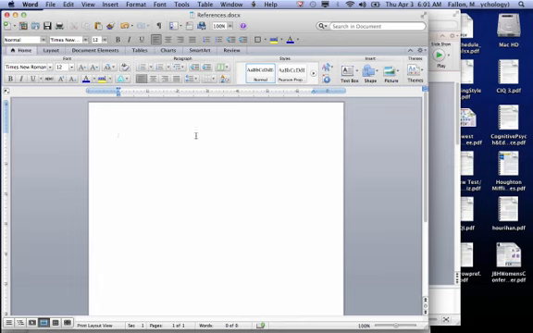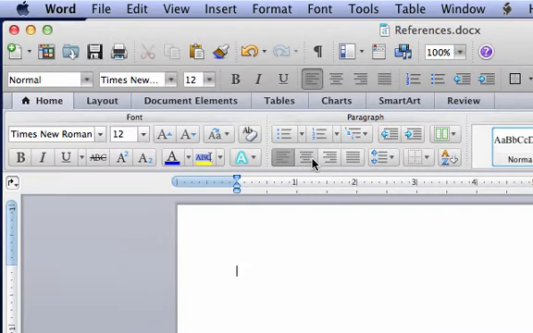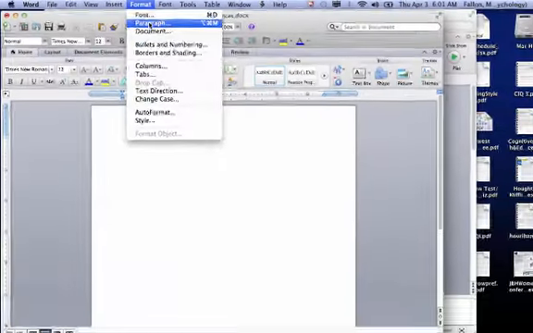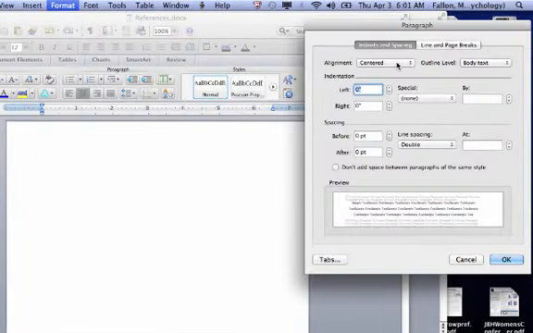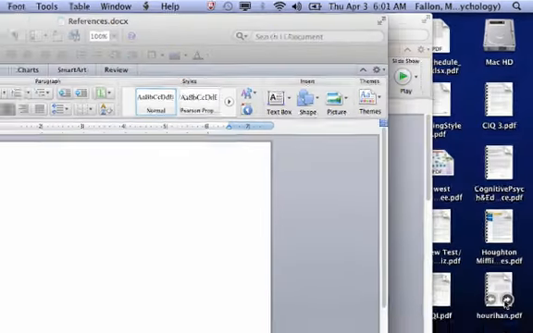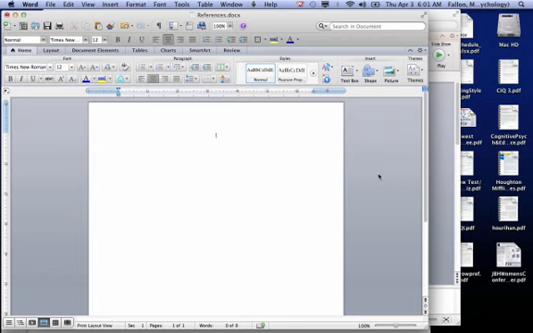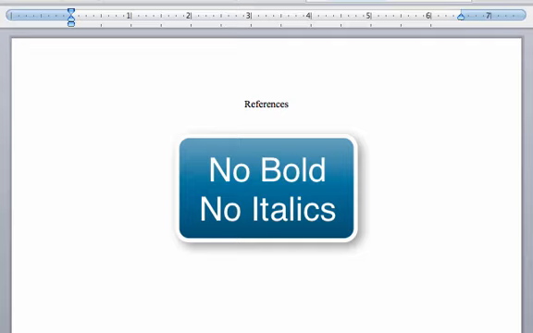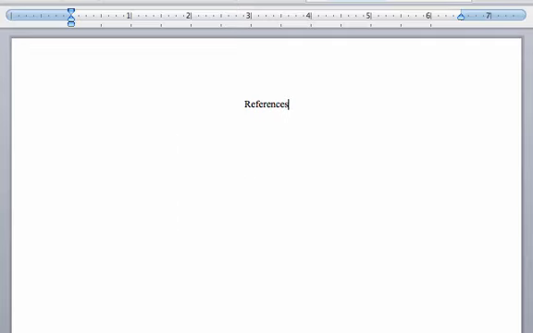Center your cursor at the top of the page, and you can do this in numerous ways. You can use the icon here, the icon on the toolbar above, or by going under Format, Paragraph, and Alignment. Now type the word References with a capital R. Do not bold or italicize the header, and this format is known as a title header.